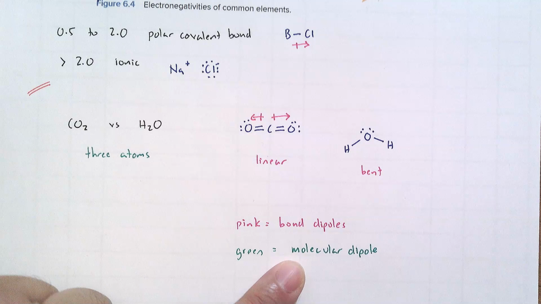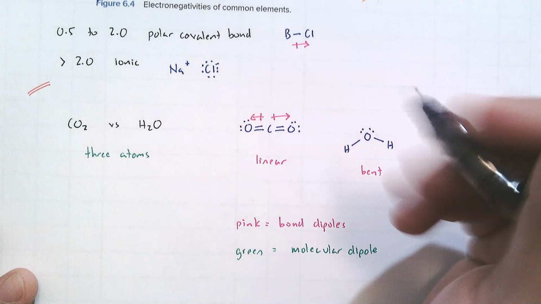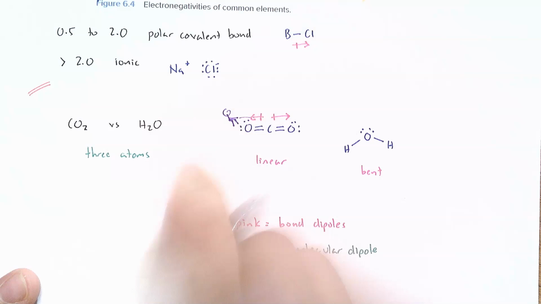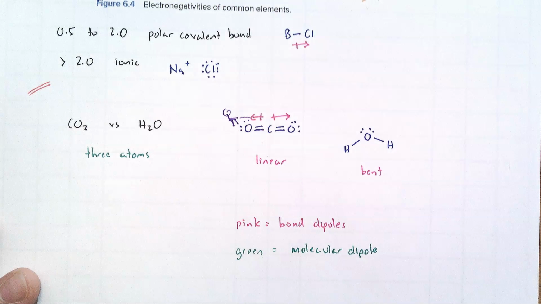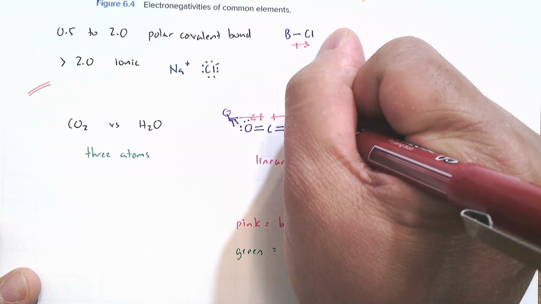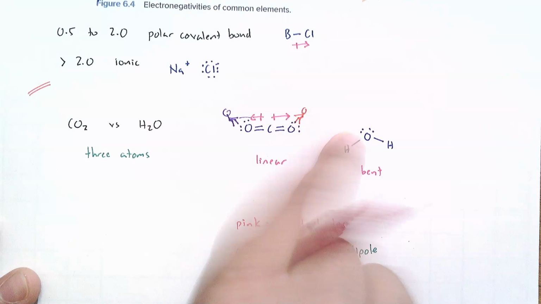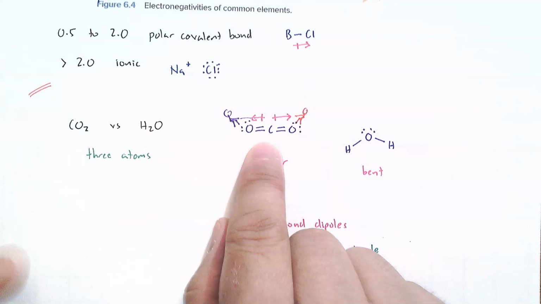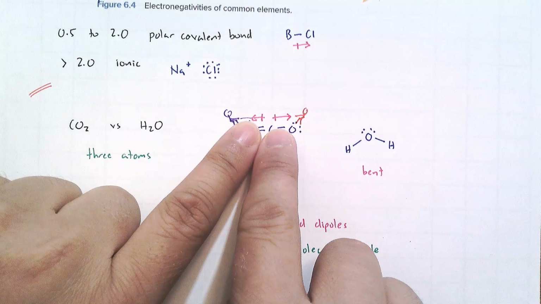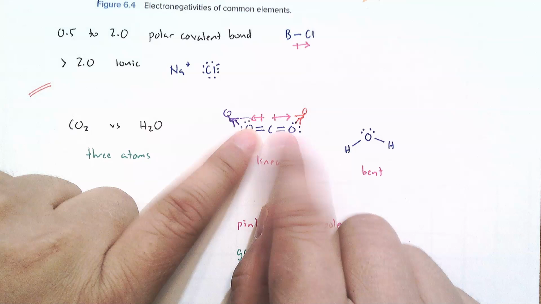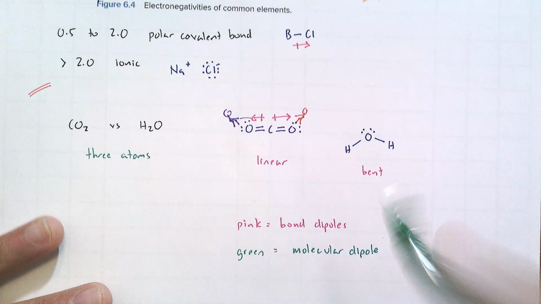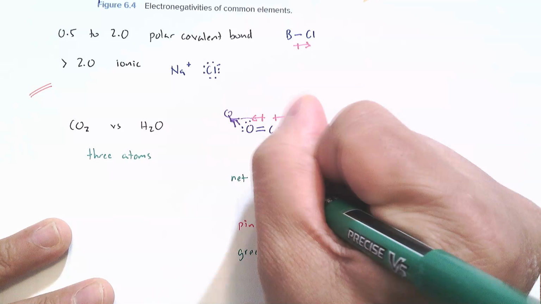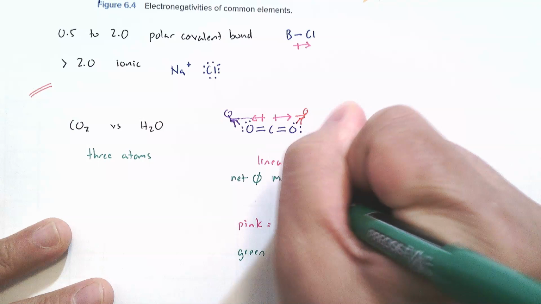What about this molecular dipole? What you want to pretend, at least I like to pretend, is you have tug of war, and we have one person pulling in this direction to the left, and we have another person pulling to the right. Because they're equal pullers, because they're both oxygens, and because the geometry is linear, these tugs of war balance out. The forces balance out, and we actually have a net zero molecular dipole.